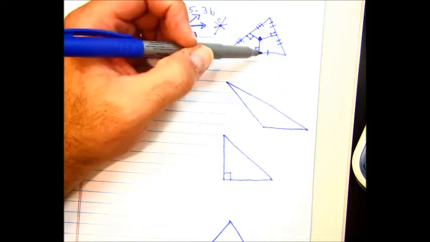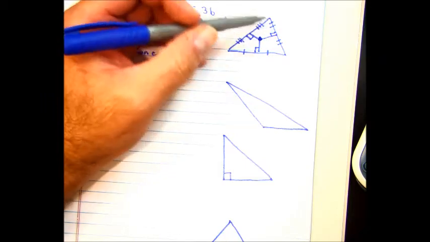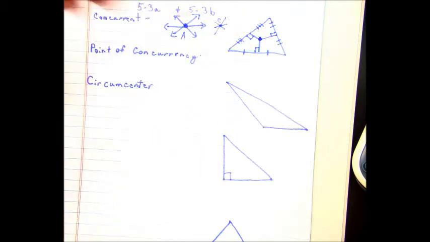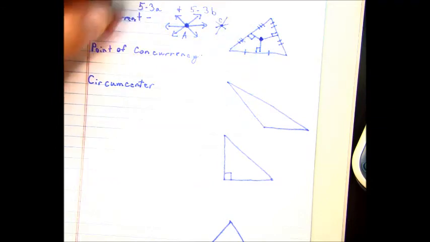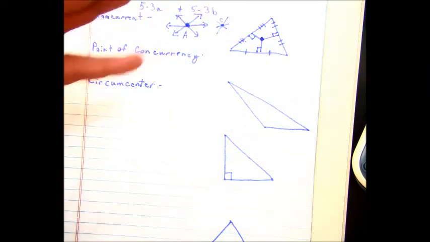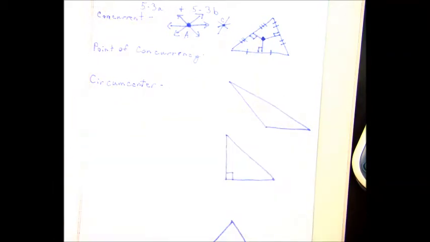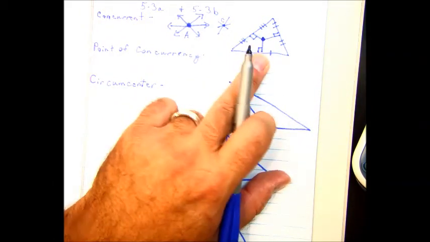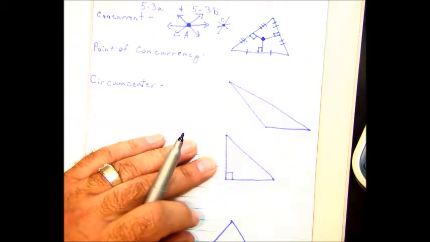Okay? So, being able to identify what you're starting with. Hey, these are all perpendicular bisectors. That's a point of concurrency. It's called the circumcenter. So the circumcenter is where all your perpendicular bisectors meet. It's only perpendicular bisectors. So you have to know that these are all perpendicular bisectors. So when you look at the picture, hey, those are perpendicular bisectors. Now that's the definition. Okay?